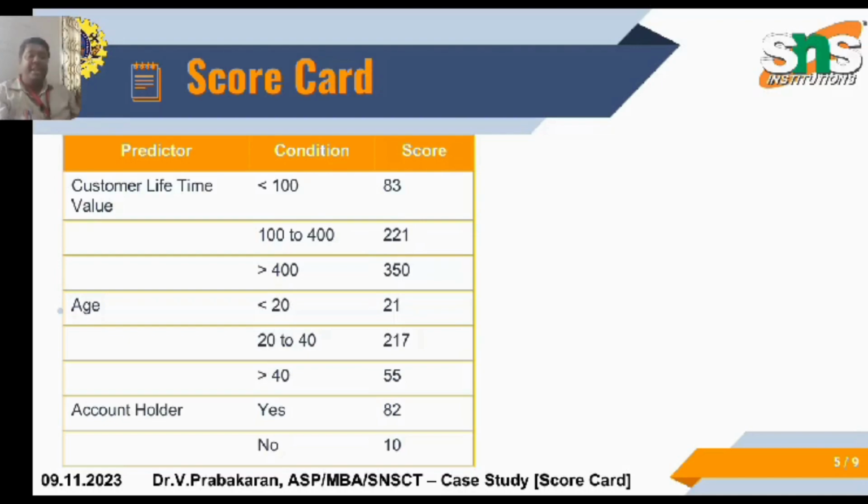Similarly, for age, they have three different slabs: less than 20, 20 to 40, and greater than 40. When the age is very low, you have a very low score, and when your age is higher, again you have a very low score. Why? Because of the uncertainty.